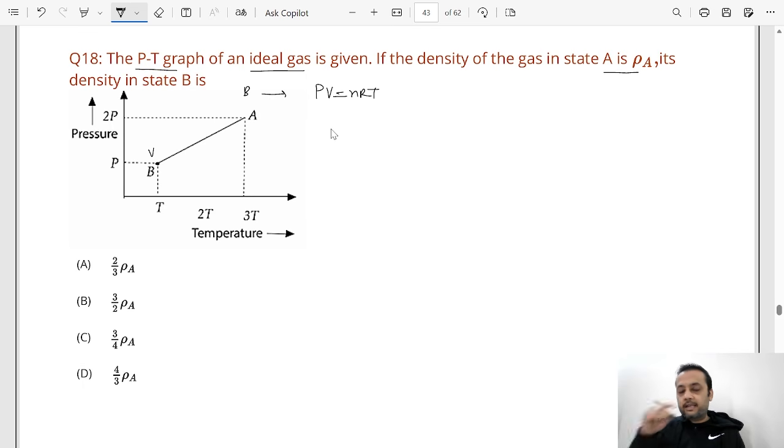For state A, what will I do? Let us say here the volume is V A. So at state A, what will I write? Pressure is 2P, volume is V A, so 2P into V A is equal to nR. Moles will not change because moles remain conserved. Into temperature 3T. All right.